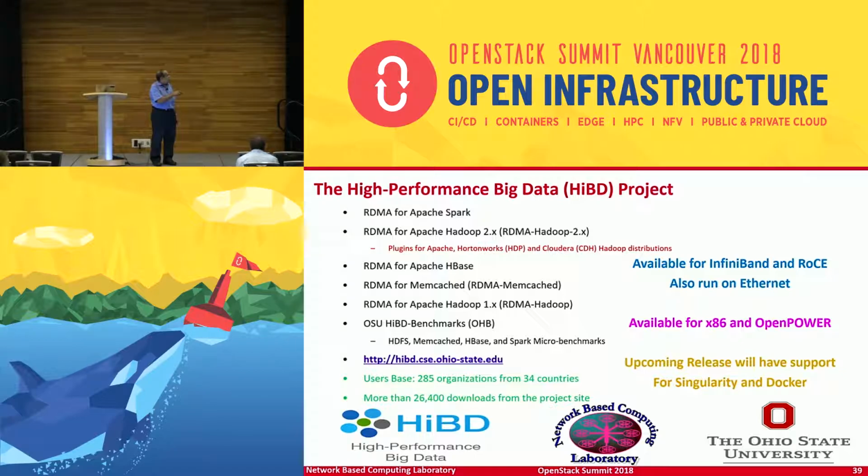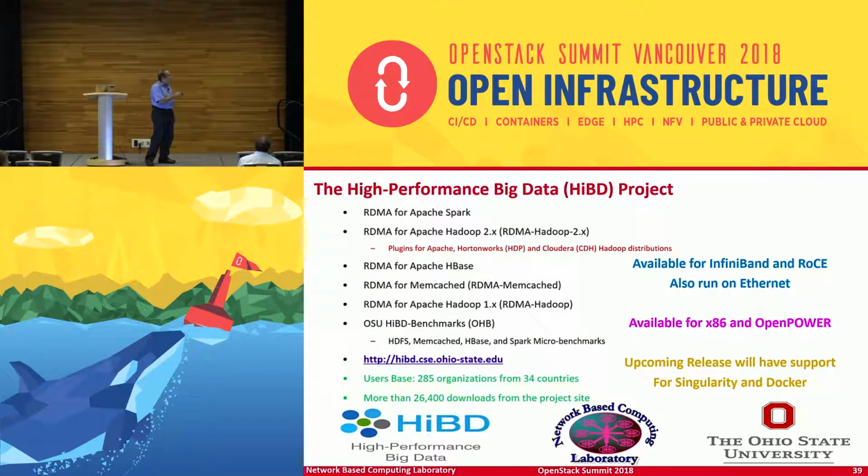And not only do we have the basic stacks, we also have some plugin stacks in that domain. A lot of organizations use Hortonworks or Cloudera. Those are the distributions. So what we have done is we have plugins so that those stacks can run. You just use our plugin and the network and I/O part is accelerated. So you do not have to totally throw away those stacks, you can use them. That itself is very widely used, with around 285 organizations from 34 countries using it. We have more than 26,000 downloads.